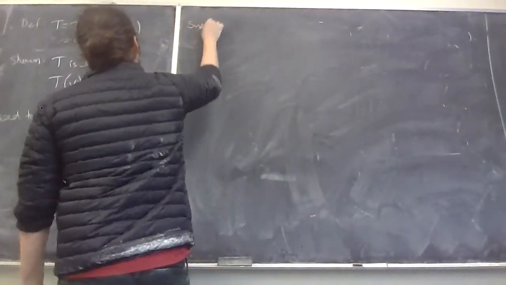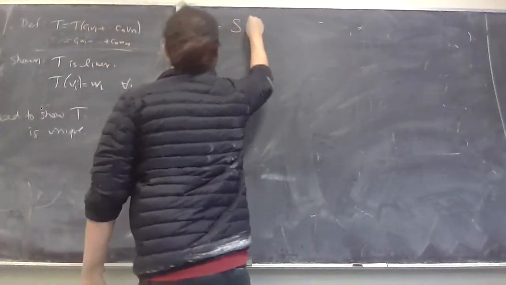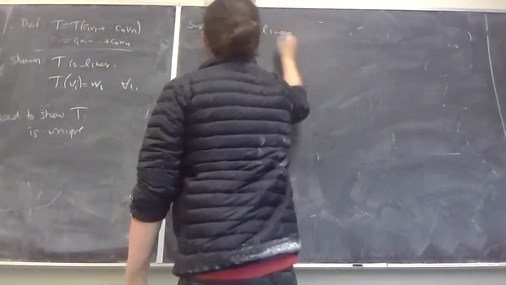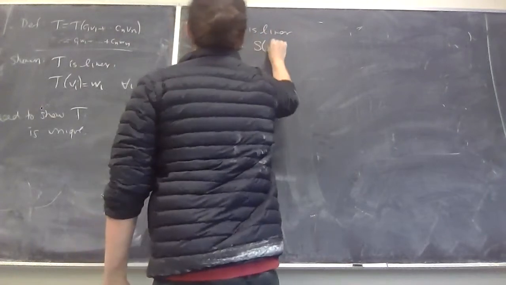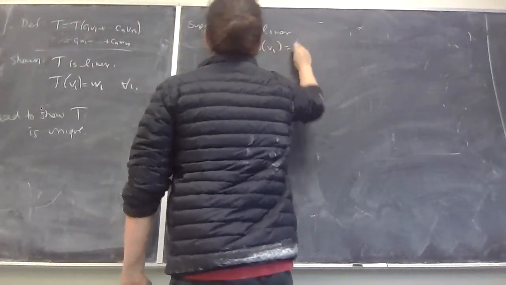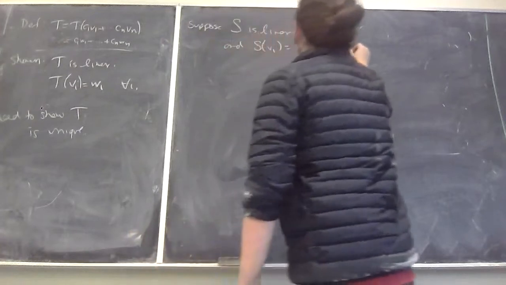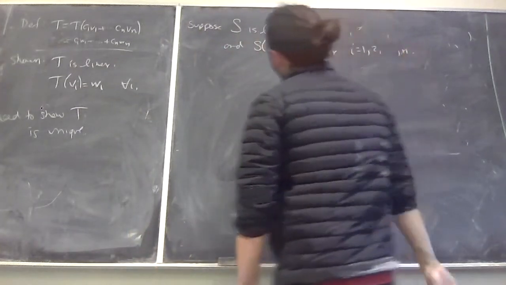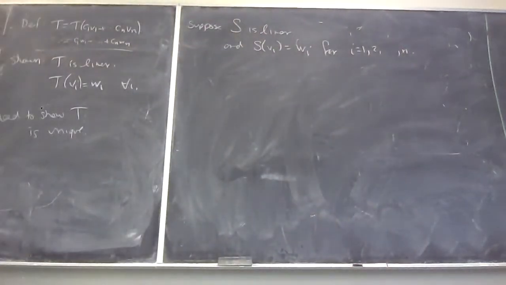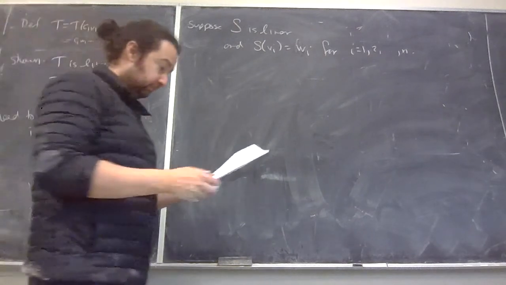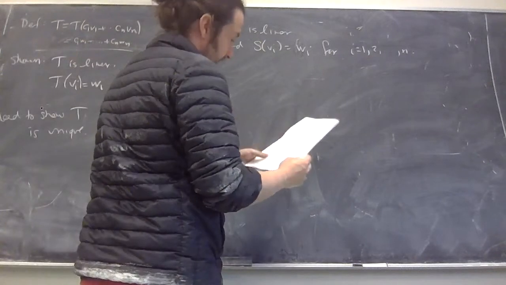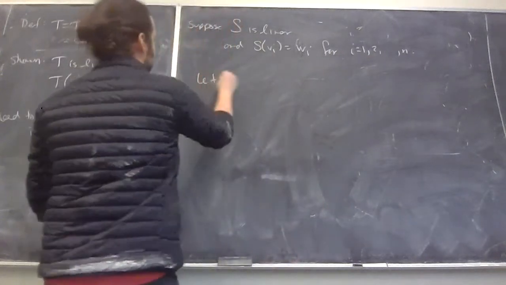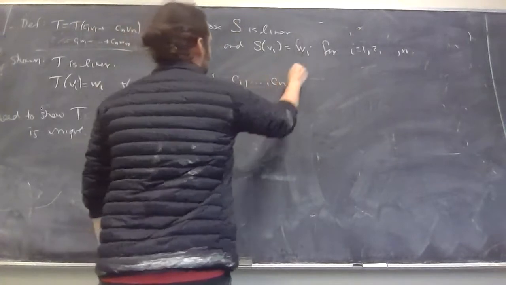Suppose S is linear and S of Vi is equal to Wi, for i equal to 1, 2, and so on. So we're going to suppose we've got another one. We're going to show that it must have been T to start with. Okay, now let C1 up to Cn be given.